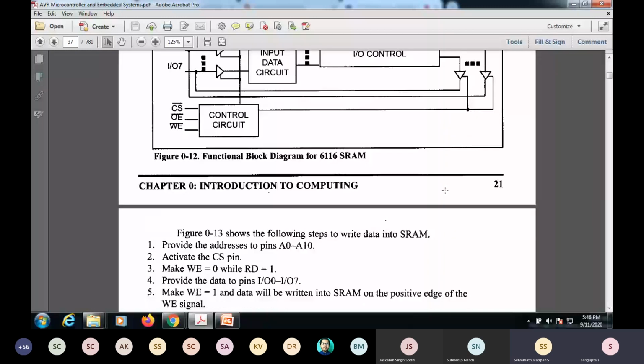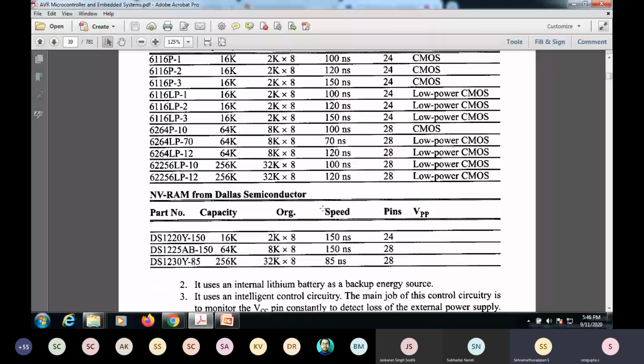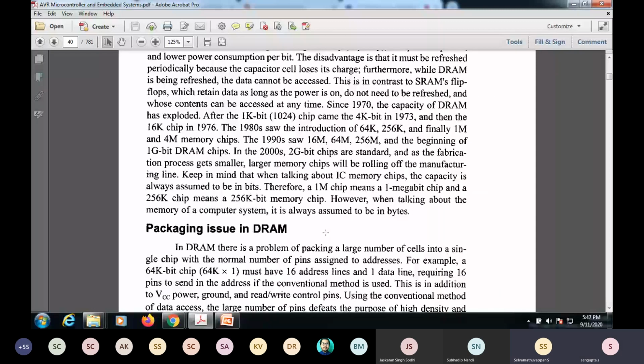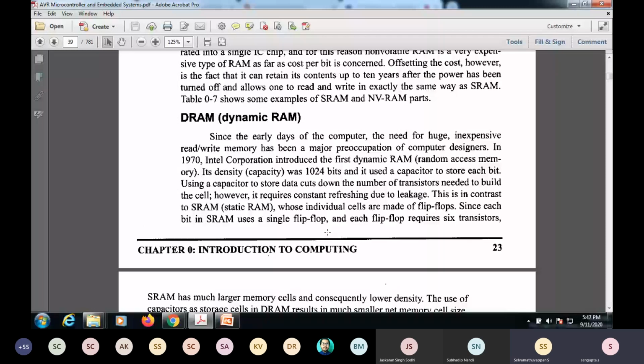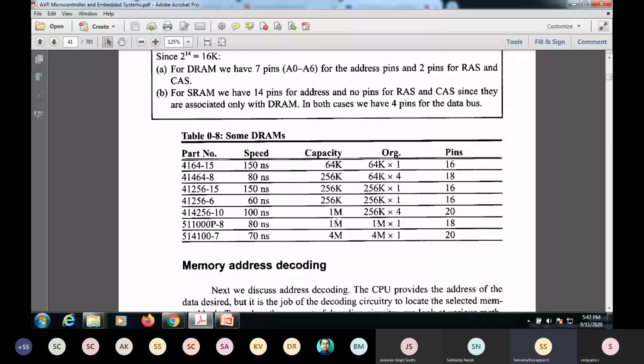This is the organization of SRAM. This is the NVRAM, which is again 8. I don't see any 1 there. No, in SRAM it is 8, but in case of DRAM, page 25, it's mostly 1. Okay, so in this discussion, we noted that all these chips have 8 pins for data. In a table, sir. You can scroll more. Page 25. Here we have only one D in and D out.